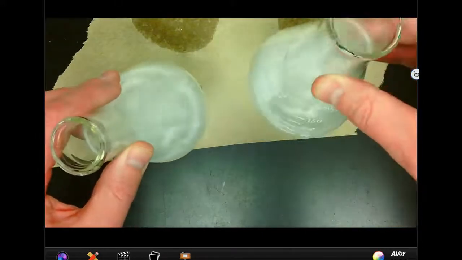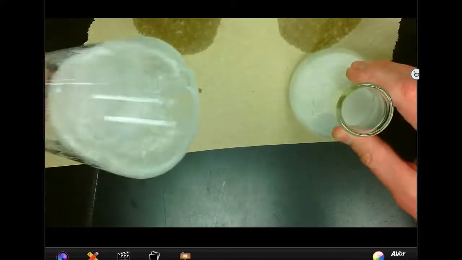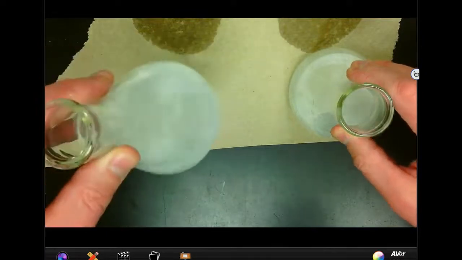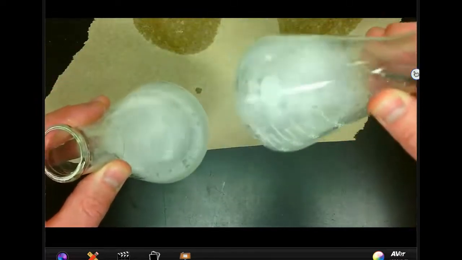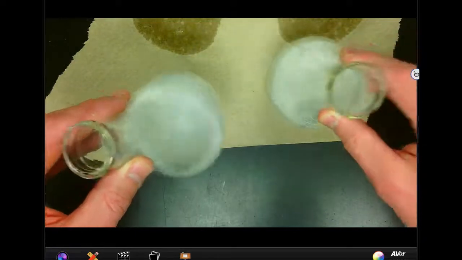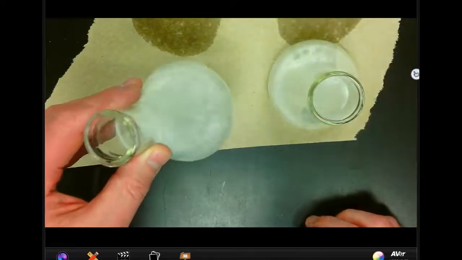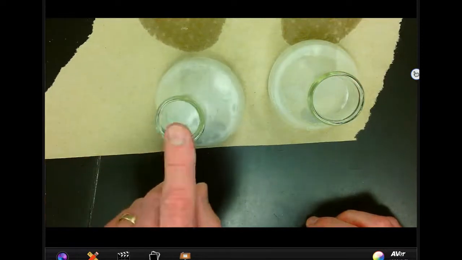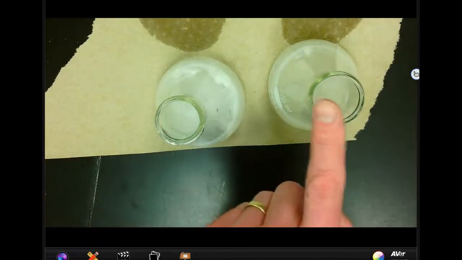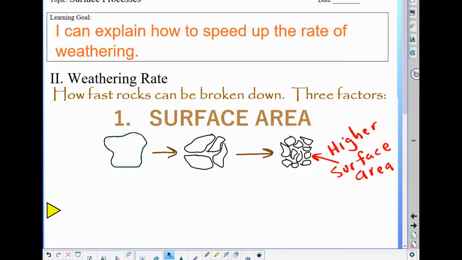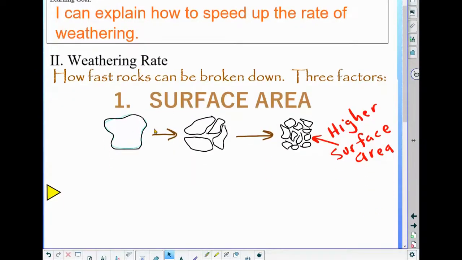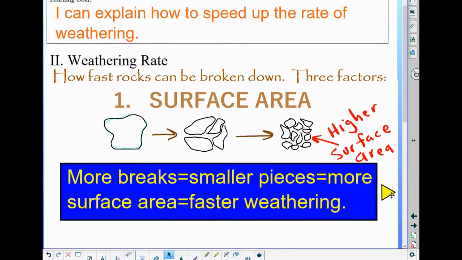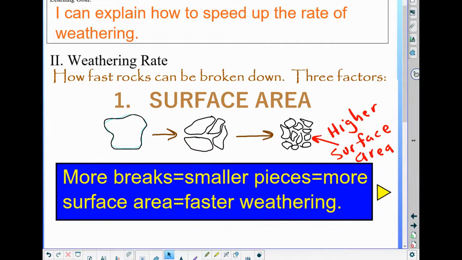There's barely any pieces left in there, yet I could still see the whole piece fizzing in there. So the smaller broken pieces weather faster than the one large piece. It takes a longer time for this one to dissolve. This was broken in pieces. It has a greater surface area. The amount of material is the same. That hasn't changed. What has changed is the surface area of the material.